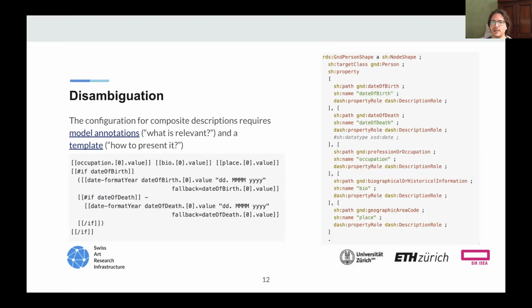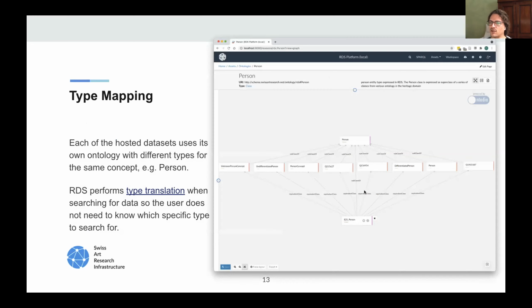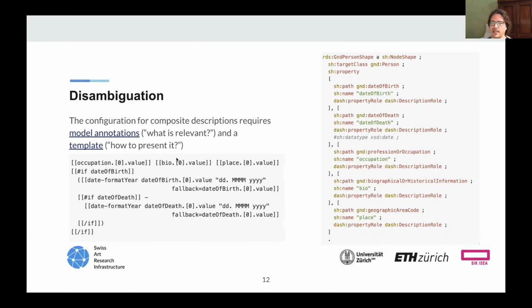For this, we built a mechanism where you could, based on some model annotations, so in this case, we see this is for something of class GND person, a person as described in the GND dataset. Here we are describing a couple of properties that are contained in GND, and we are mapping this to, let's say, logical names in this case. And these logical names are then used in a type-specific template that is being rendered as description.